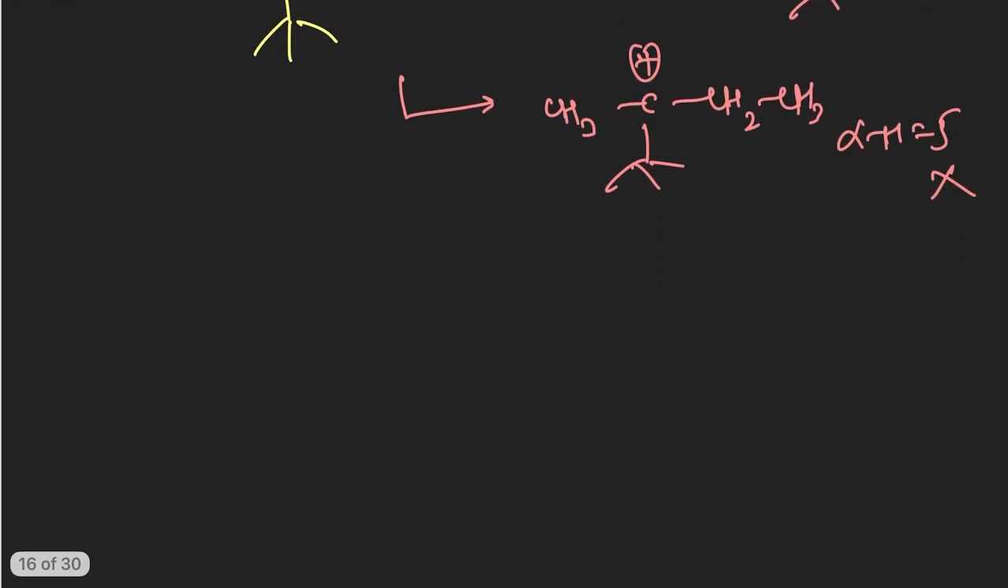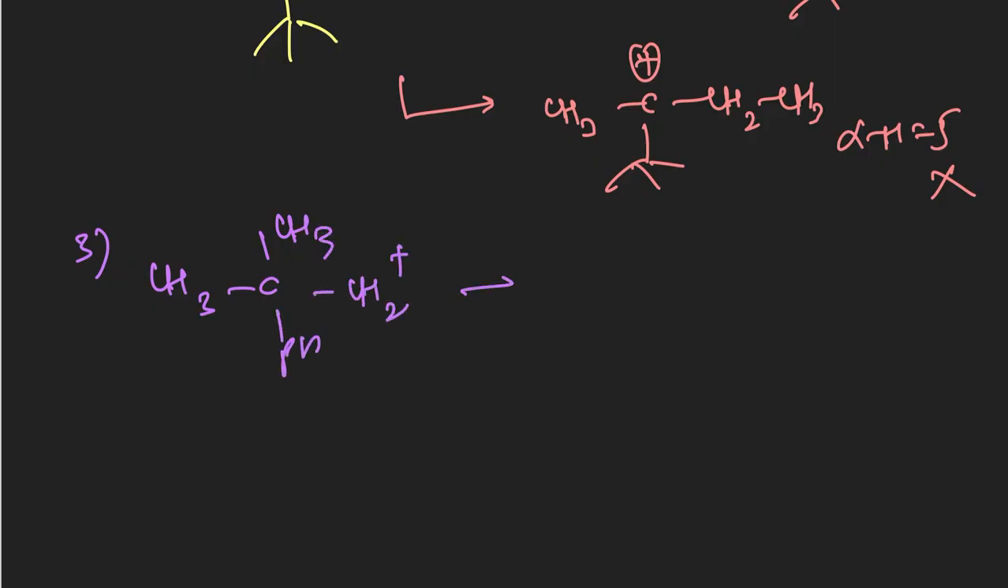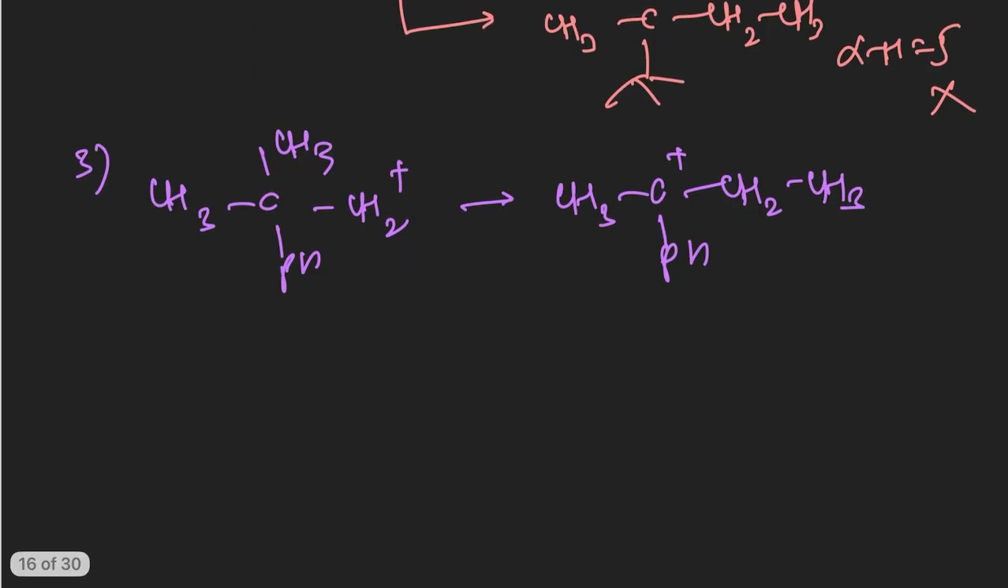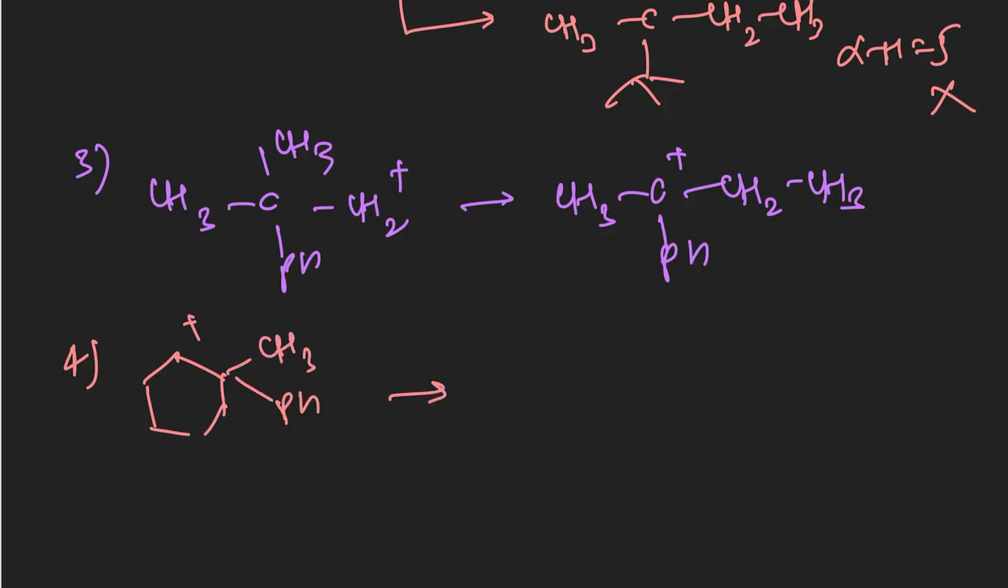Third, CH3, CH3, pH and CH2 plus. Here we have to shift methyl only, because after shifting the methyl we are getting a more stable carbocation. Why are we shifting it? Because we are getting a more stable carbocation, and the reaction is reversible. The reaction has to be reversible. When the reaction is irreversible, we're going to see that problem also. CH3 and pH. So here which is going to shift? Methyl is going to shift because it will give the more stable carbocation by phenyl resonance.